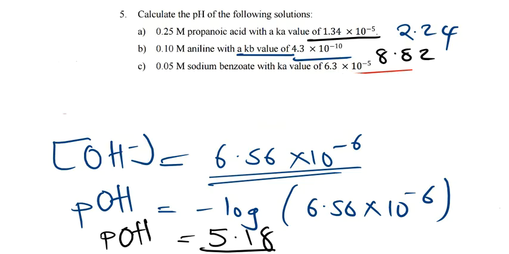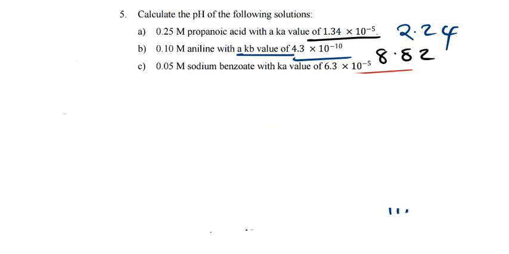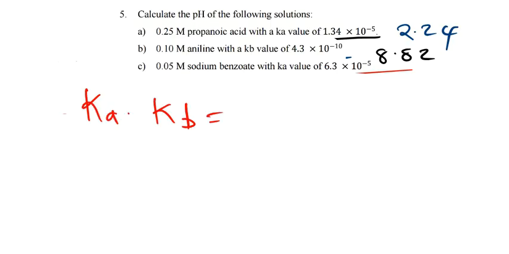Okay. Now let's look at the interesting one, unique in that they've given us a salt right there. So 0.05 molar concentration of sodium benzoate with a Ka value of 6.3 times 10 to the power negative 5. So right away I would want you to understand that the product of Ka and Kb is equal to the ion product constant.